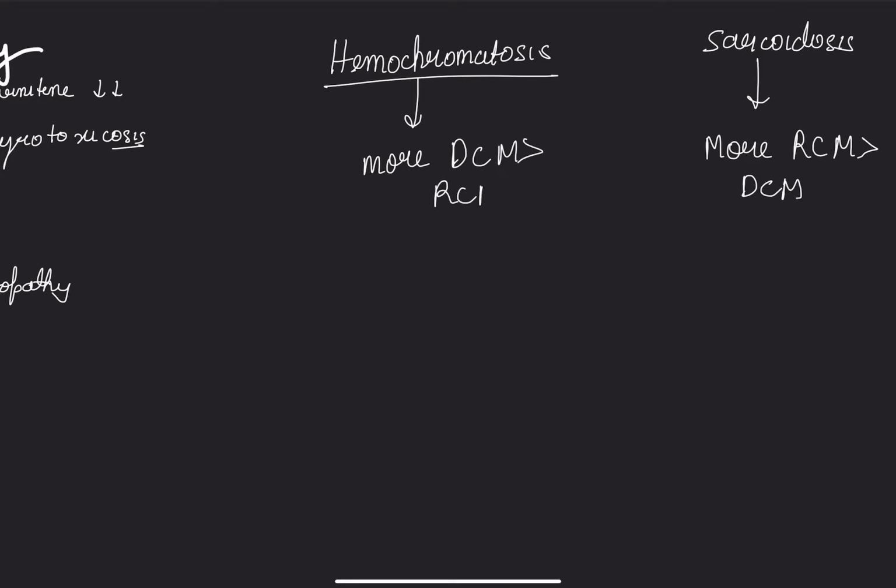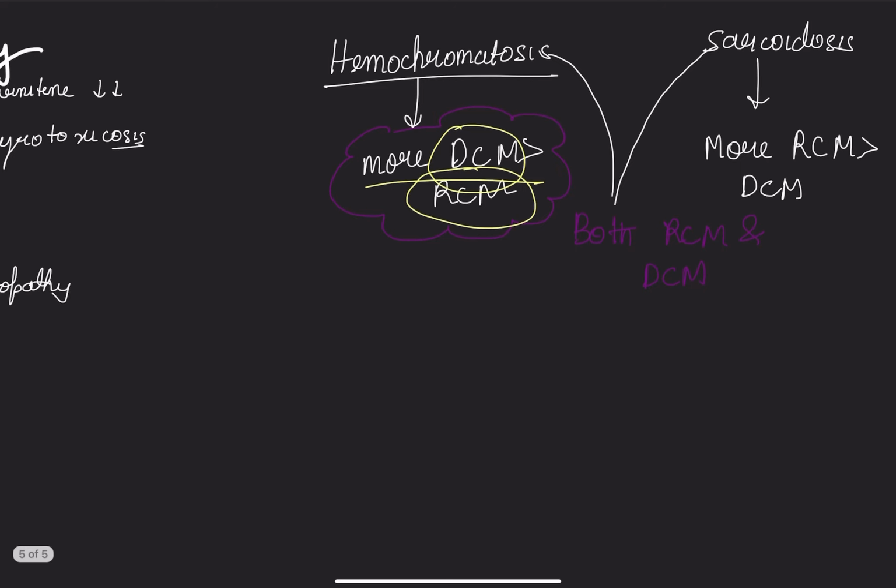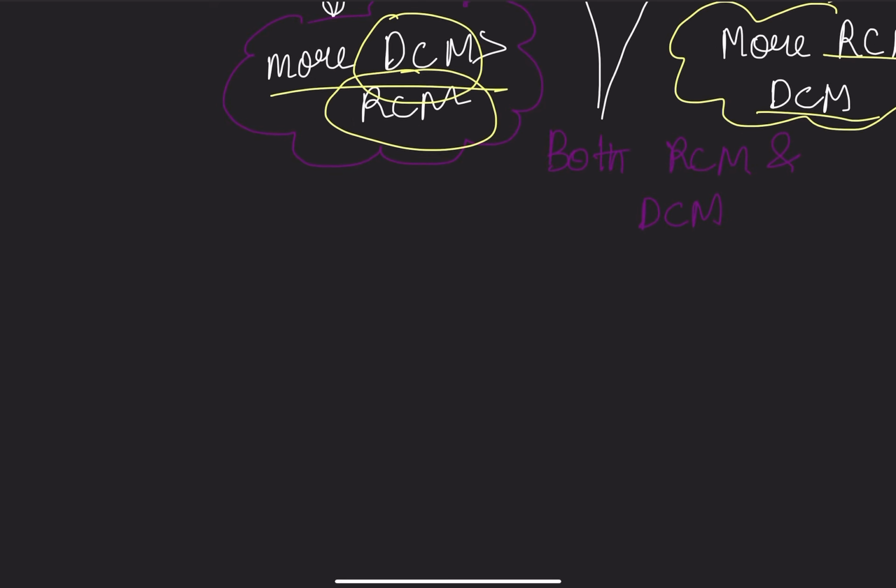Okay. So in both the diseases, we see what? Both restrictive cardiomyopathy and dilated cardiomyopathy. But in case of hemochromatosis, the dilated variety is more common than the restrictive variety, while in sarcoidosis, the restrictive variety is more common than the dilated variety. Now, what are the clinical features in dilated cardiomyopathy?